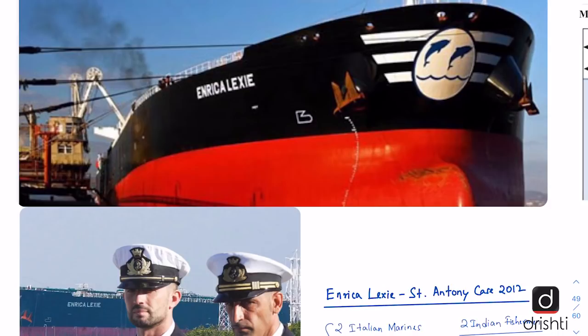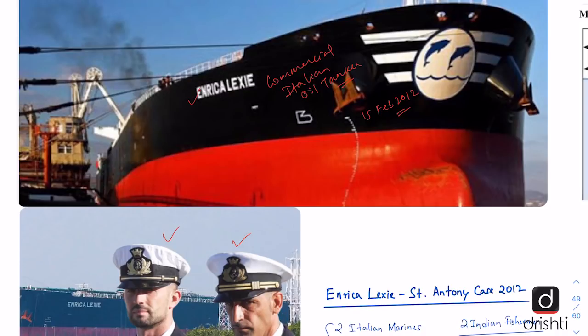Before moving on to the key points of the editorial, let us understand what the issue is all about. The ship at the center of the controversy is Enrica Lexie, which was a commercial Italian oil tanker. And the incident pertains to 15th of Feb 2012, when two Italian marines shot dead two Indian fishermen, thinking them to be pirates. And since then the case has dragged on, and now the Permanent Court of Arbitration at The Hague has given its final ruling.